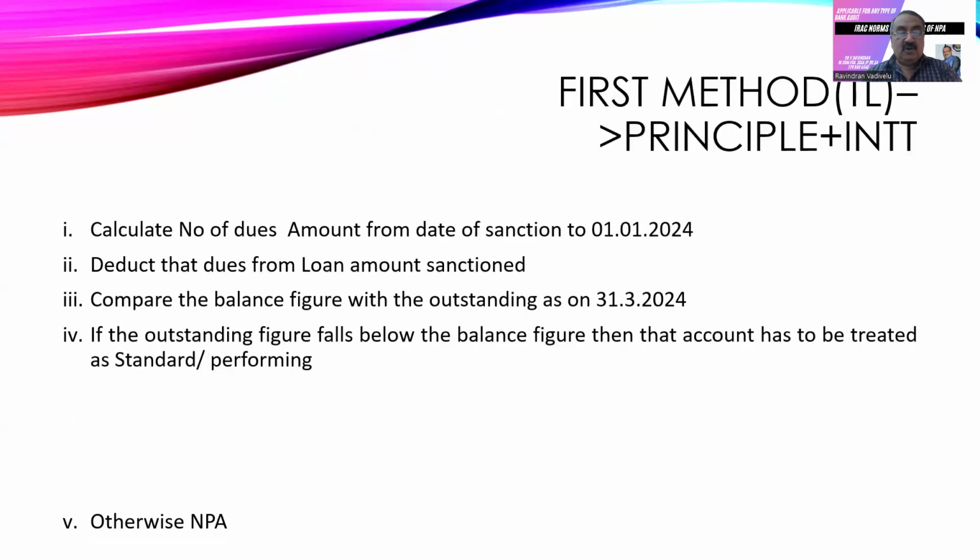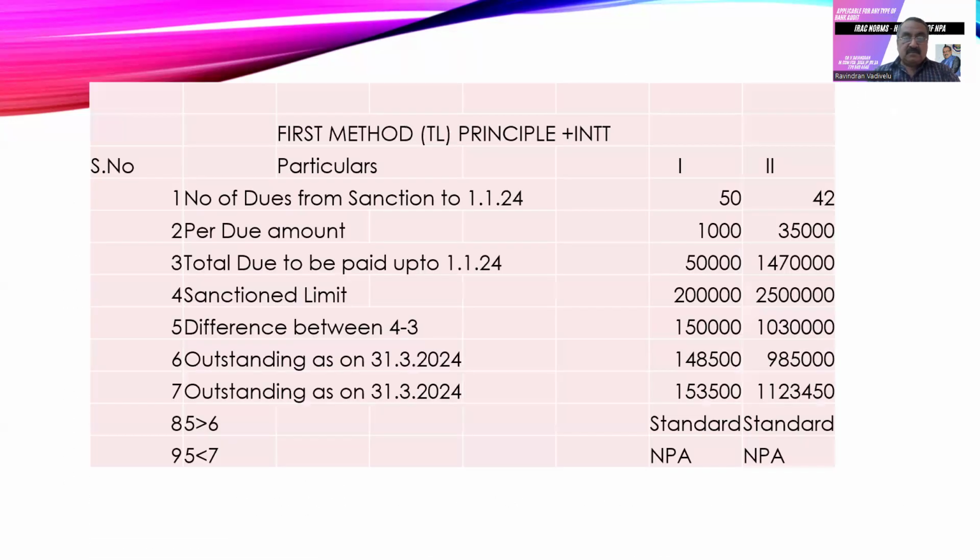First method, we'll go and see. Let me explain with the chart. First method, that is principal plus interest. Calculate principal and interest separately. This you can identify from the sanction letter. Let us take point number one. What is the number of dues from the date of sanction up to 1124? Why up to 1124? Because the NPA cutoff date is 2124. So everybody has to calculate the dues from the date of sanction to 1124.